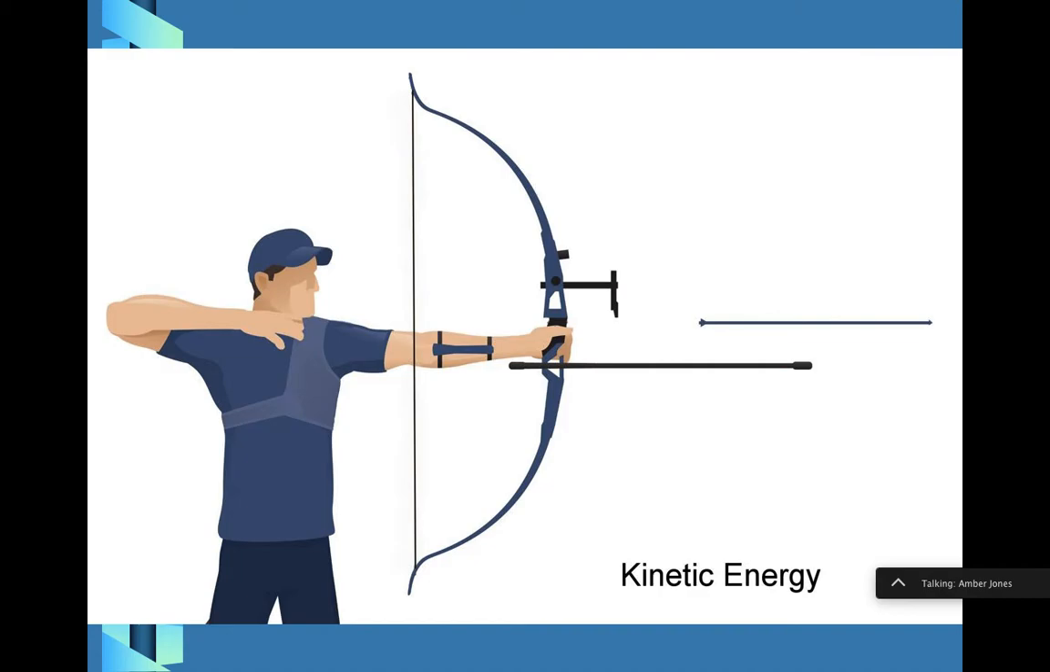Kinetic energy. So we looked at the first picture of the person pulling back the bow and arrow. Now we see in this picture the arrow has gone somewhere else. He has released the bow and the arrow has gone flying. Now, since the arrow is in motion, it has kinetic energy.